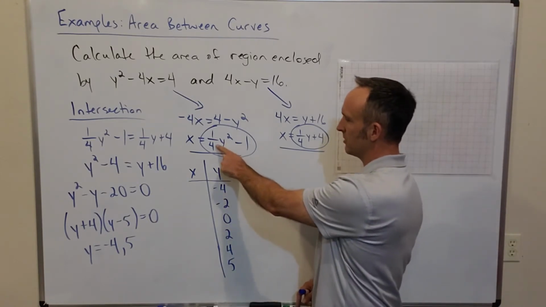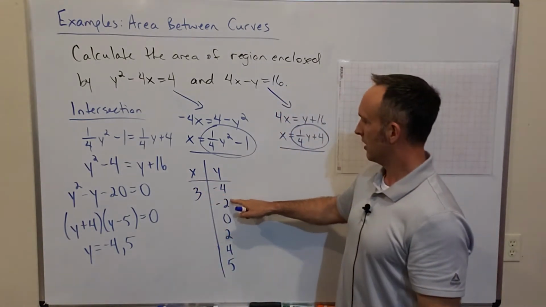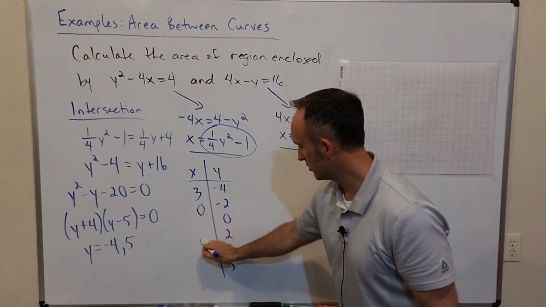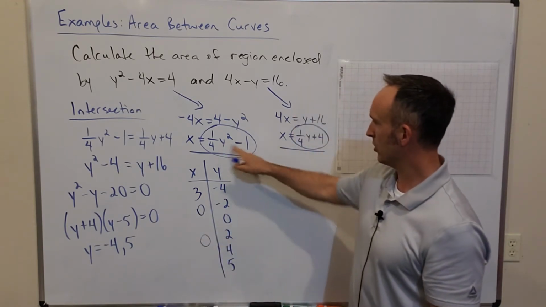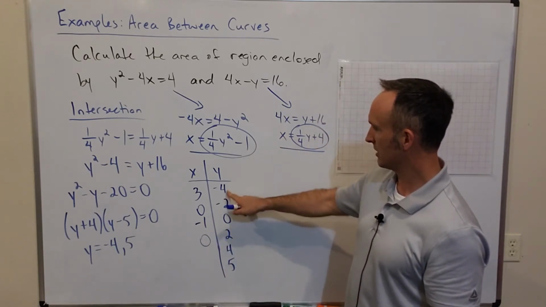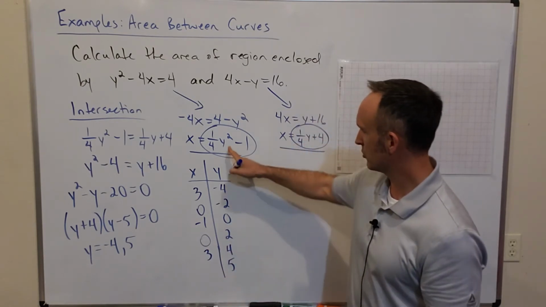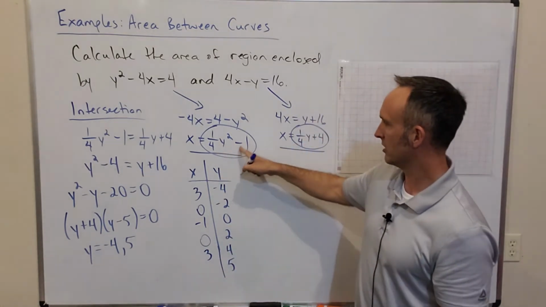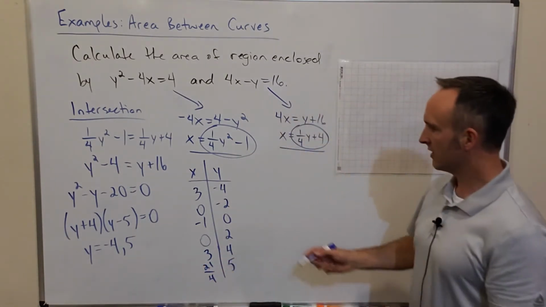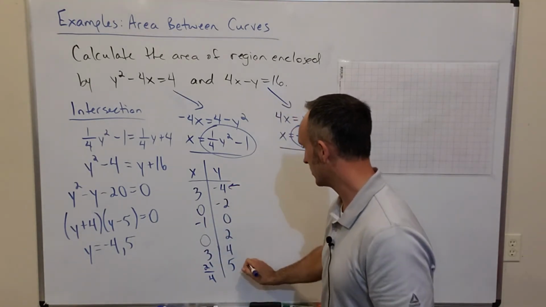So 16 times a fourth is 4, minus 1 is 3. Let's see, 4 times a fourth is 1, minus 1 is 0. The same is true if you plug in 2. If you plug in 0, you get negative 1. If you plug in 4, you get the same thing as when you plug in negative 4. If you plug in 5, you get 25 fourths minus 4 fourths is 21 fourths. Okay? And this point when y is negative 4 and the point where y is 5, those should be the points of intersection.